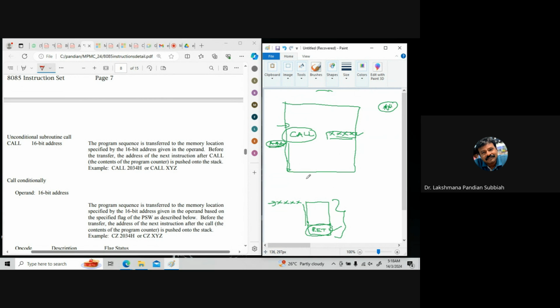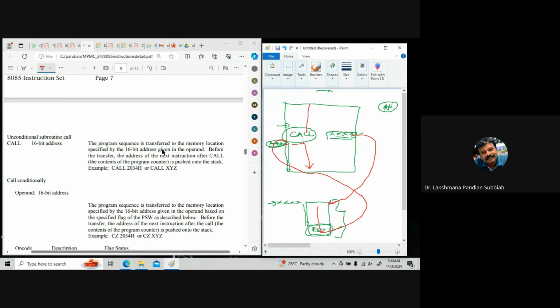So after return, the sequence is that we execute the function call, it goes to the function and executes, and then it returns back to here. It continues with the next statement after calling the function. So this is the way we use the call, right? And also the call with conditions, right? So next one is call with condition.